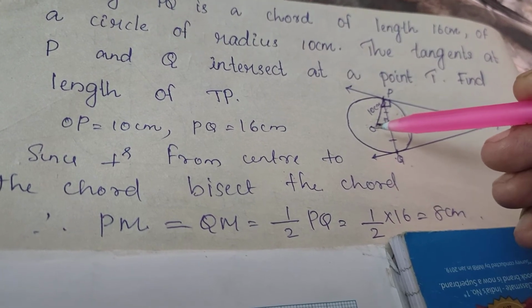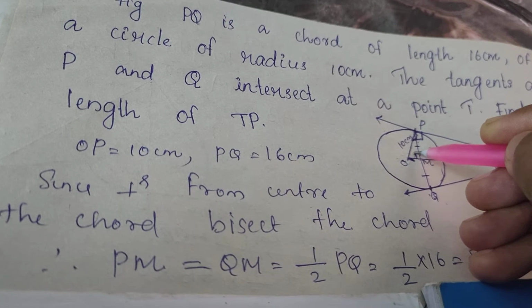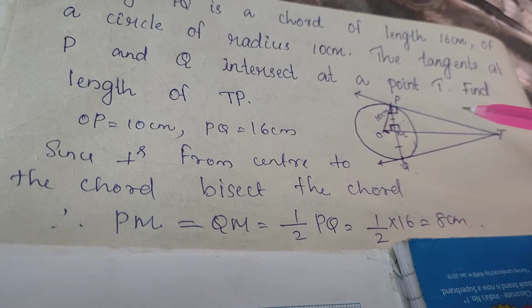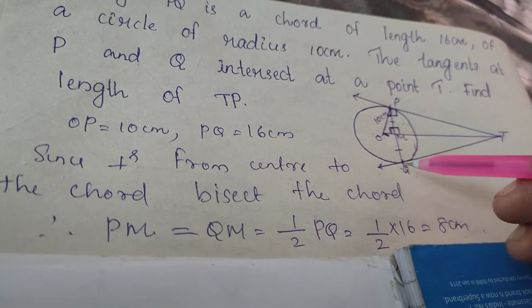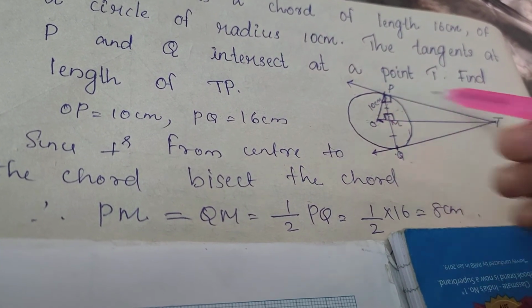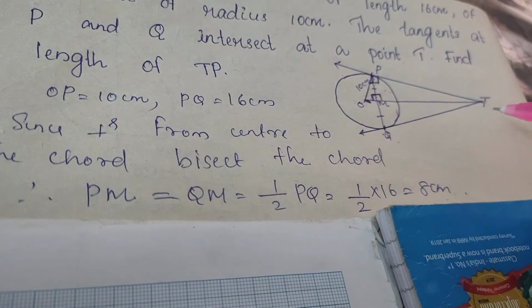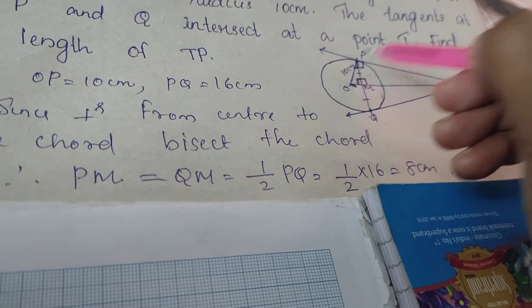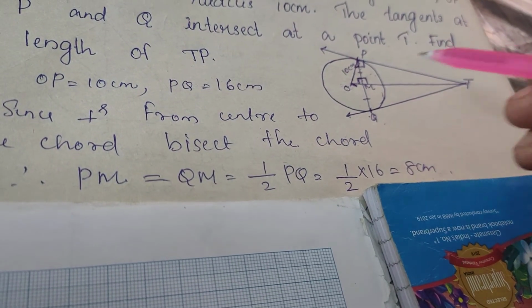Also, OM is the perpendicular, so the angle at M is 90 degrees. So in this figure we get three different right triangles. One is the largest triangle OPT, because angle P is 90 degrees. Therefore OPT is a right triangle, OMP is a right triangle, and PMT is a right triangle.